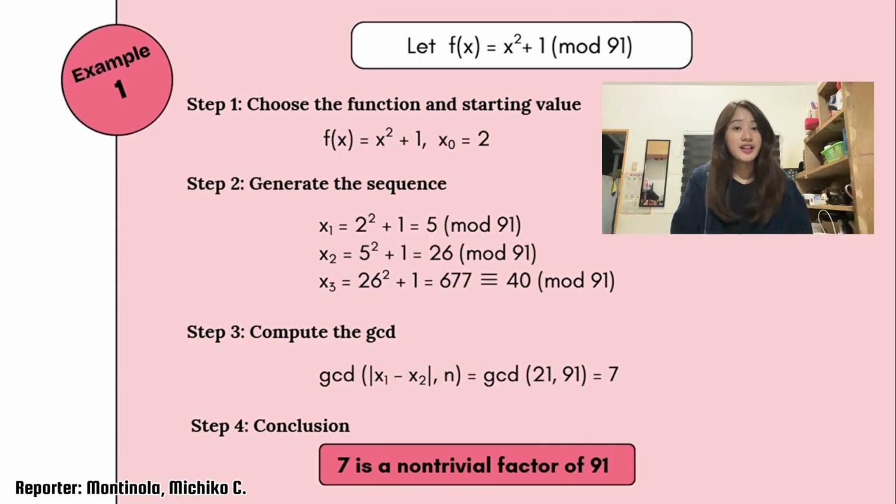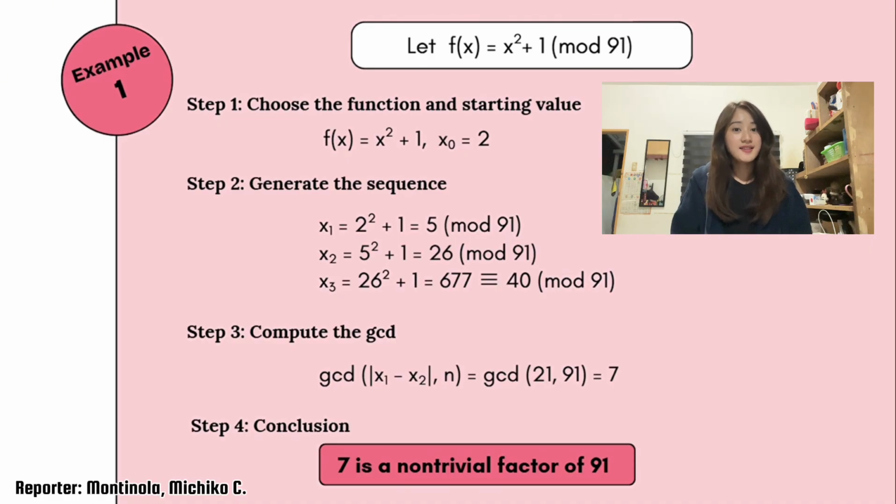After completing our sequence, we can now compute the GCD. For the GCD, we have a formula: the GCD of the absolute value of the difference of x sub 1 minus x sub 2, and modulo n. And for that, we have the GCD of 21, which is the difference of x sub 1 minus x sub 2, and the modulo n, 91, and that will be equal to 7.